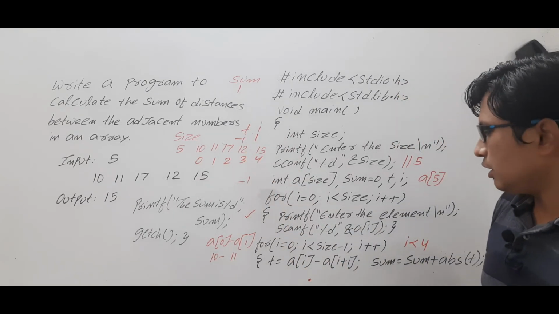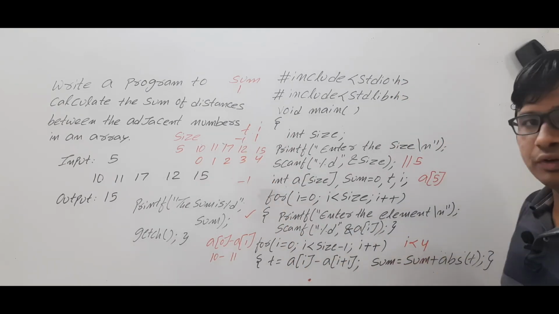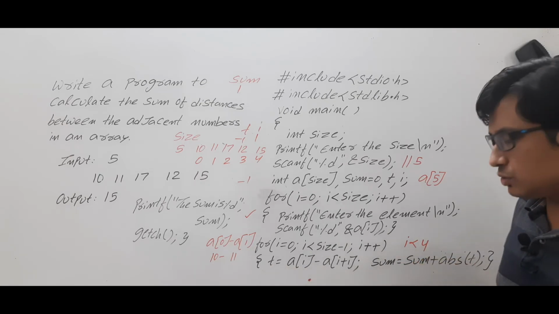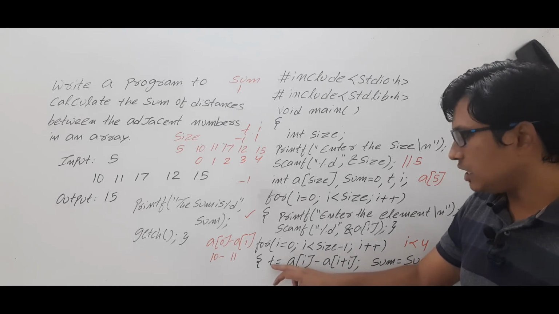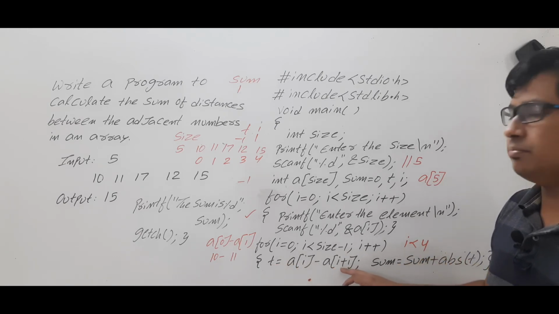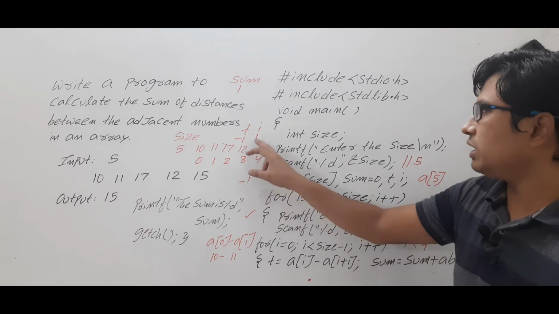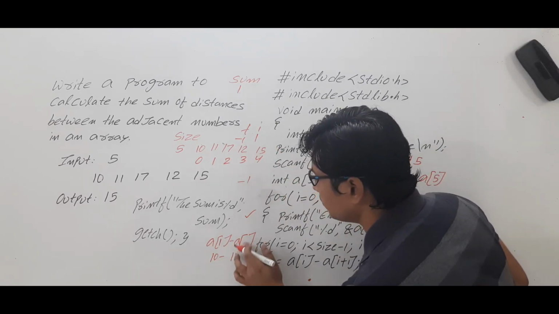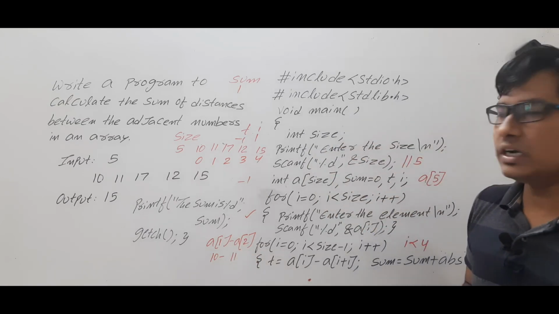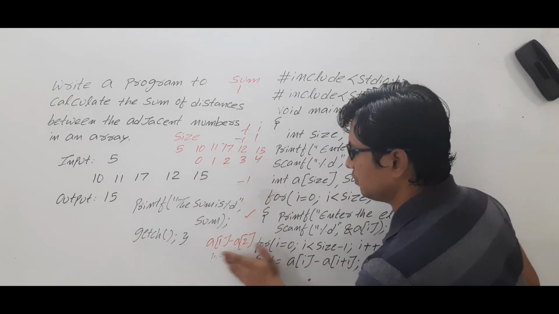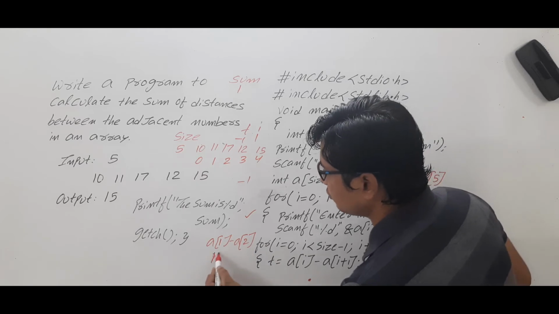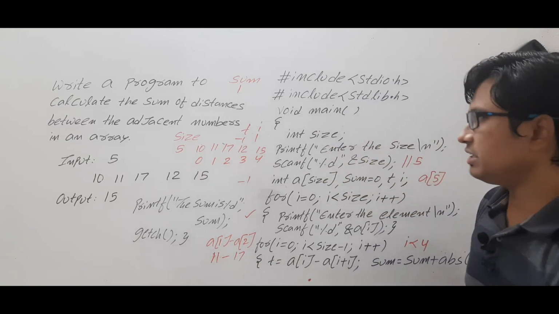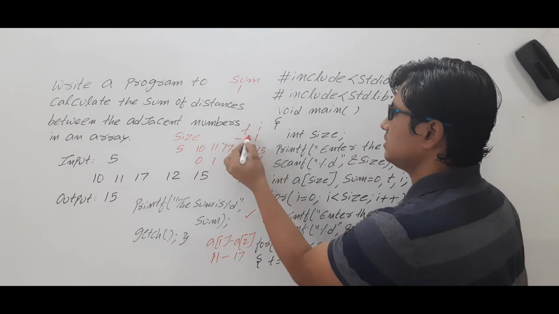Is it clear? Now again, 1 is less than 4. Yes, the condition is true. If this condition is true, again you will execute these two statements. What is the first statement? t is equal to a of I minus a of I plus 1. What is the I value? 1, which is nothing but a of 1 minus a of 2. What is a of 1? Is 11. Is it clear? A of 1 is 11, a of 2 is 17. So 11 minus 17, you will get minus 6.